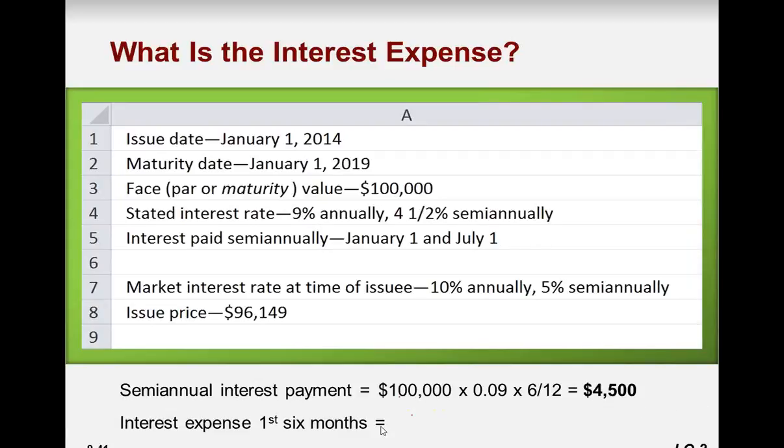However, the interest expense for this first 6 months, and this number may blow your mind away just a little bit, is actually $4,807 because we have the $96,149 times the 10% times 1/2 to get the $308 difference. That is actually the reduction in the discount as we move forward through this.